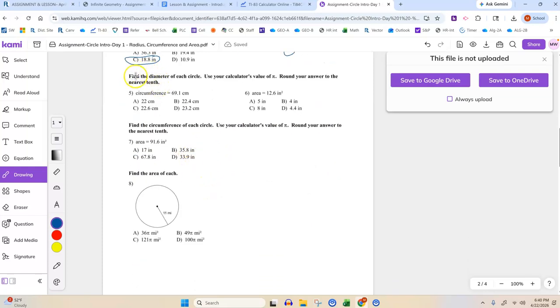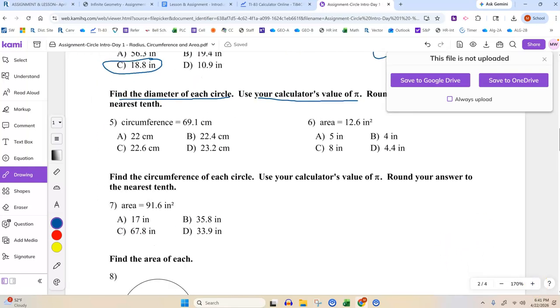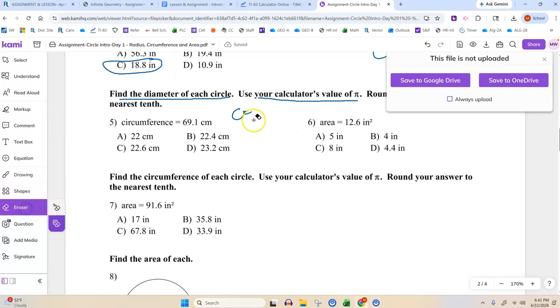Number 5, find the diameter of each circle. Okay, this is a different kind of question. We're going to use our calculator's value of pi. So number 5 says the circumference is 69. So they start by giving us the circumference. So what we're going to do, let me make this bigger here. I should have given more area for this one right here. Okay, I don't like this, so I'm going to go to the eraser. And then I'm going to get my drawing.